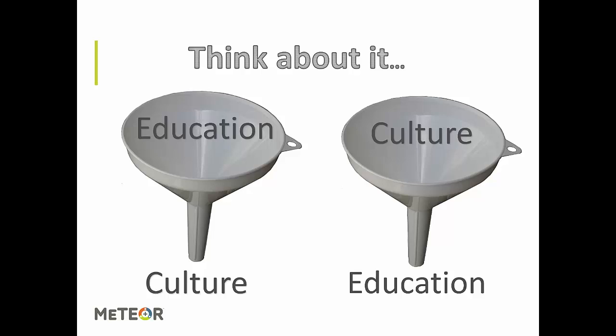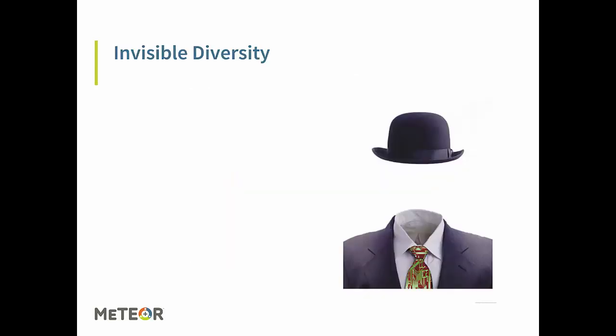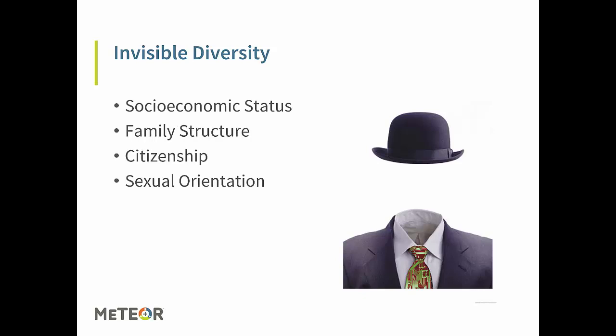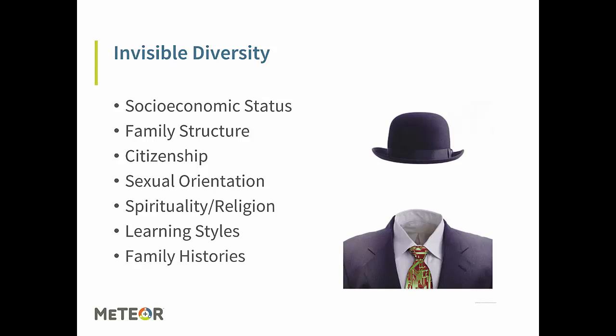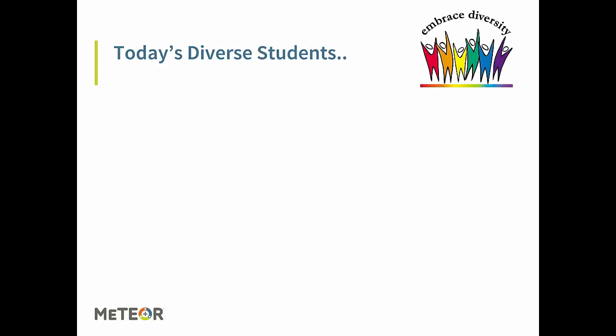People from different corners of the world can be seen in the same classroom, and sometimes this diversity is almost invisible. This invisible diversity includes socioeconomic status, family structure, citizenship, sexual orientation, spirituality or religion, learning styles, and family histories. We will discuss this invisible diversity in more depth during the webinar on motivation.